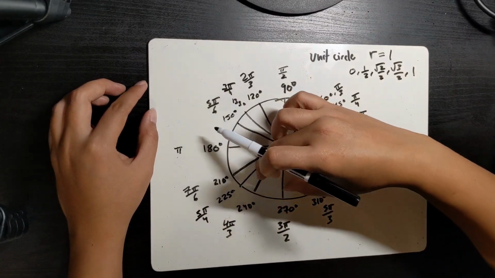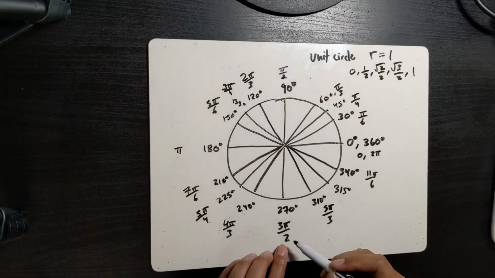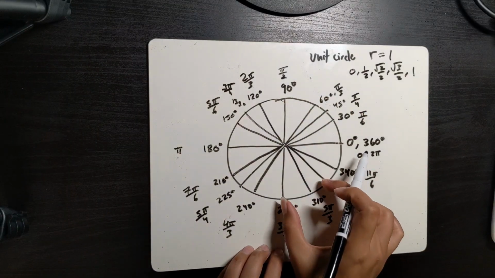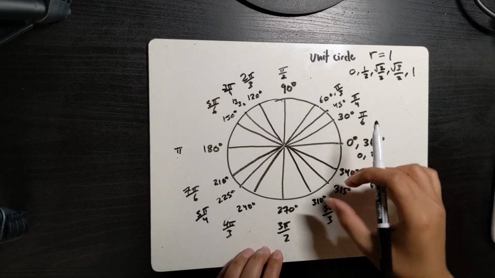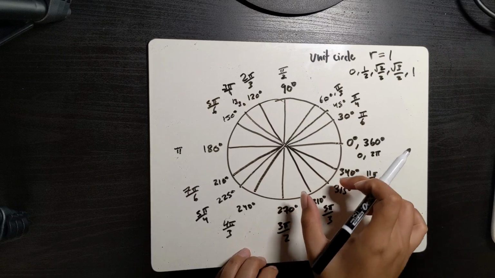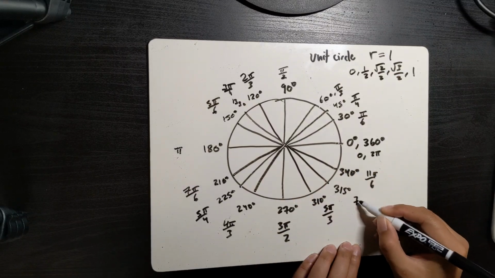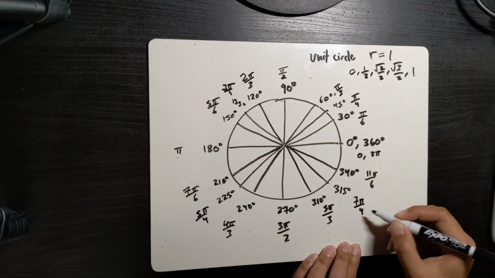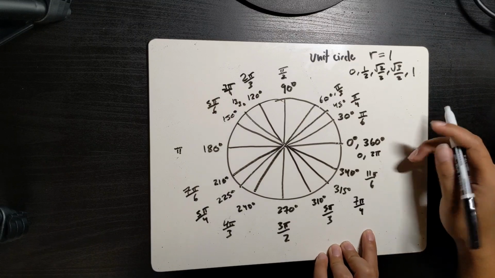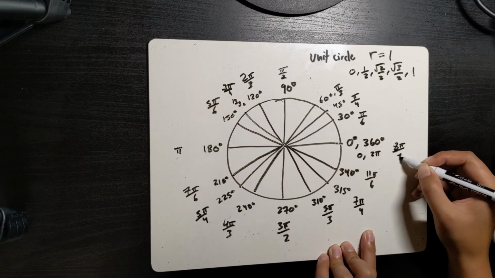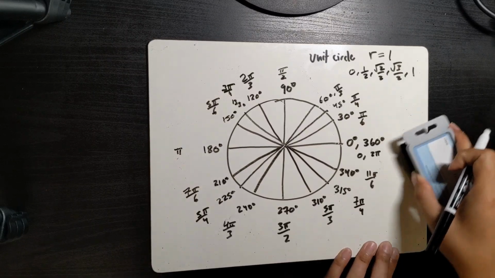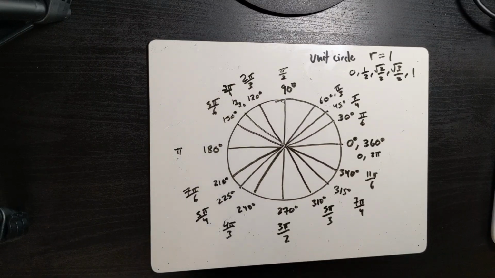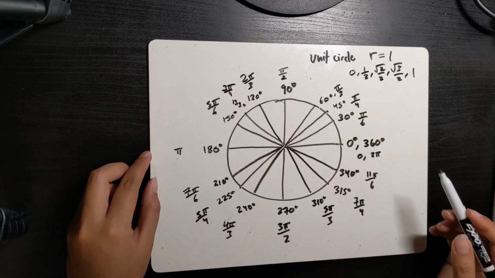And add another pi over 4 becomes 6 pi over 4, which is 3 pi over 2. Add another pi over 4 becomes 7 pi over 4. Add another pi over 4 becomes 8 pi over 4, which is just 2 pi, right? So that's how we came up with the degrees and radians, and we have completed the unit circle.